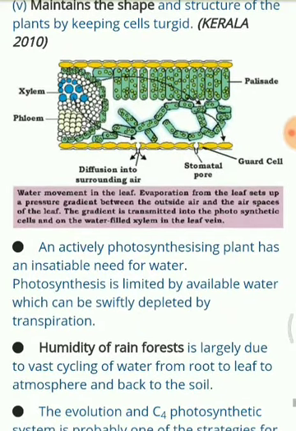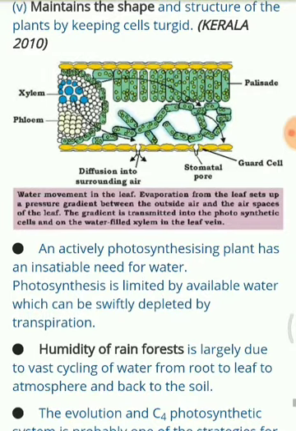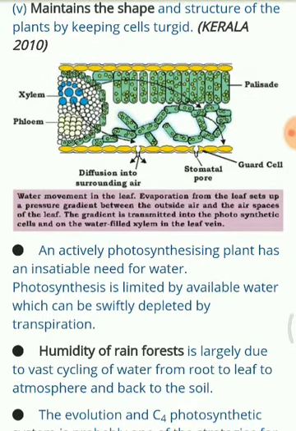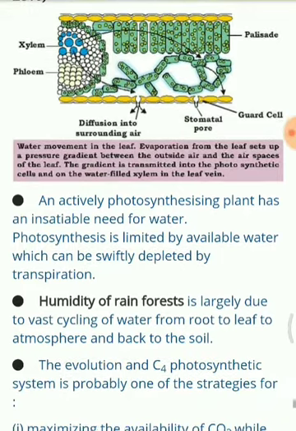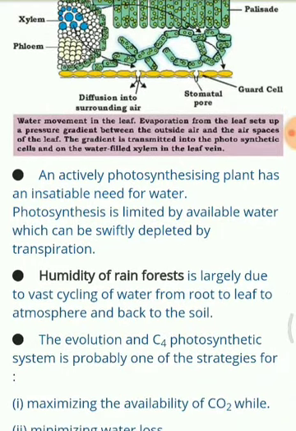Water movement in leaf. Evaporation from the leaf sets up a pressure gradient between the outside air and the air spaces of leaf. The gradient is transmitted into the photosynthetic cells and all the water filled xylem in the leaf vein. An actively photosynthesizing plant has an insatiable need for water. Photosynthesis is limited by availability of water, which can be swiftly depleted by transpiration.